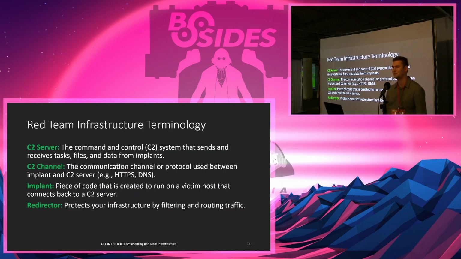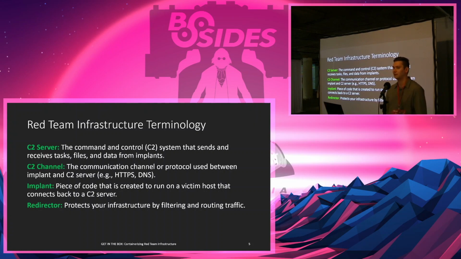The next thing is an implant. This is something that we'll talk about too. An implant is the piece of code that gets executed on an endpoint to communicate over a C2 channel to our C2 server. And then the last thing, this isn't something that's typically well known, but a redirector.